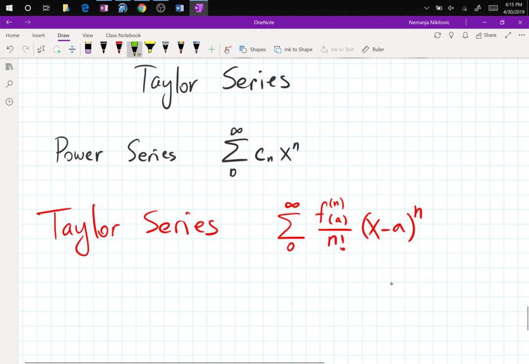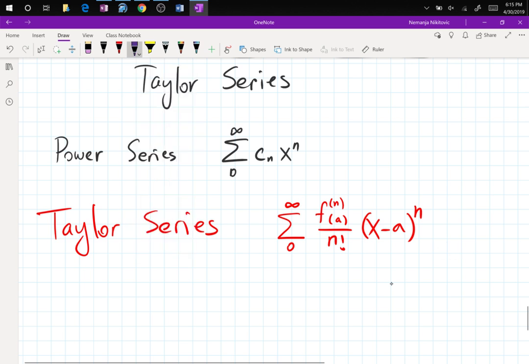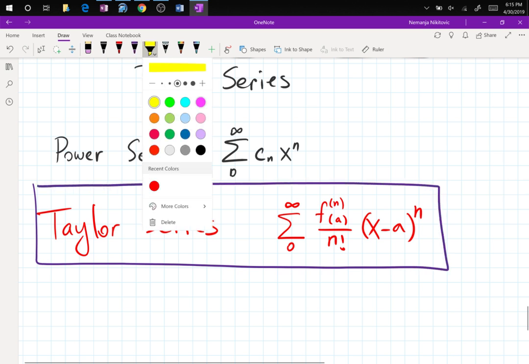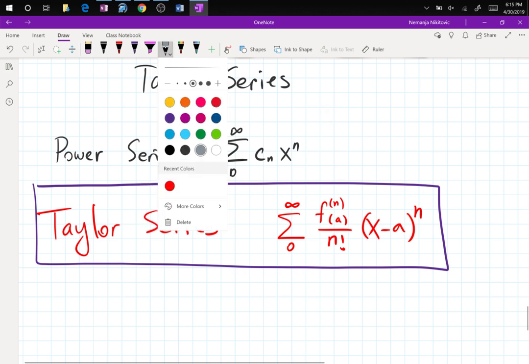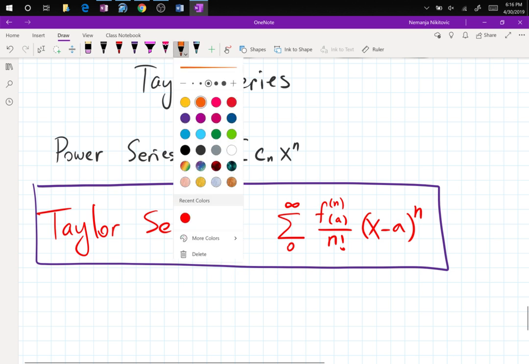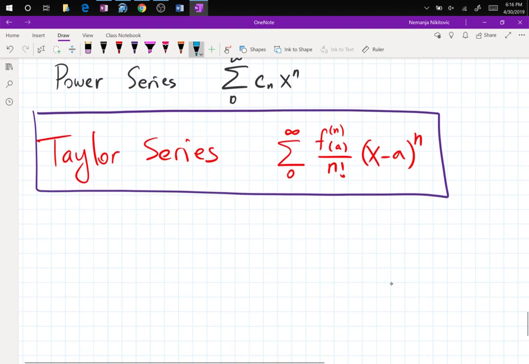Where's my purple? Don't call my name in vain. There we go. This is supposed to be pink. Pencil is supposed to be red. This was orange. And it's blue. All right, I think I'm set.